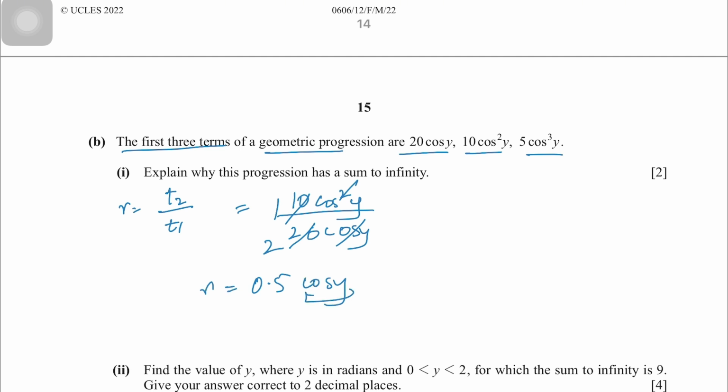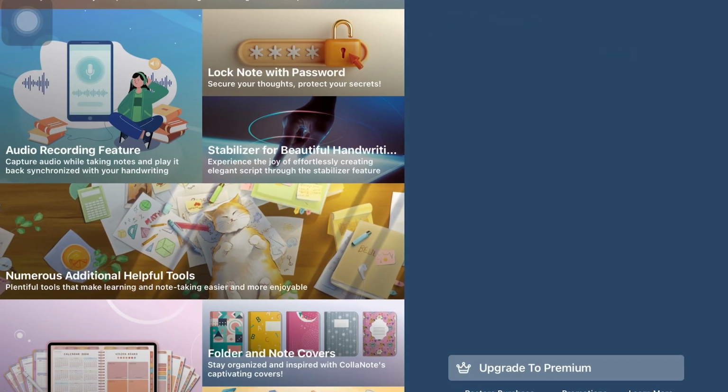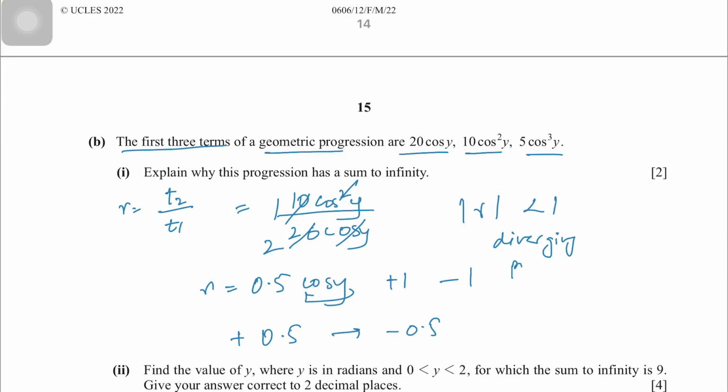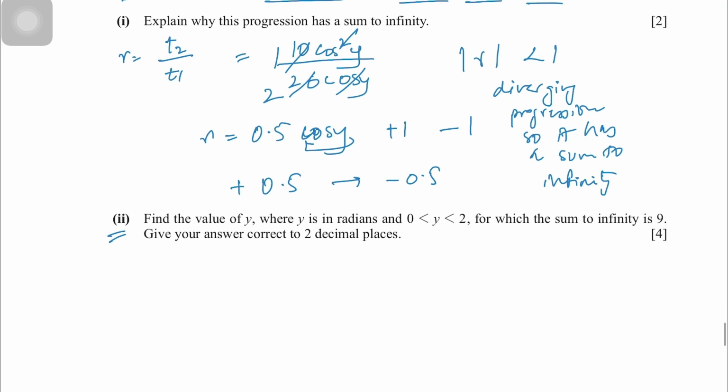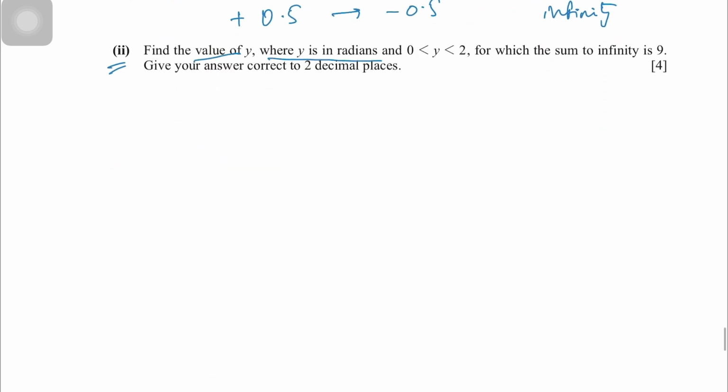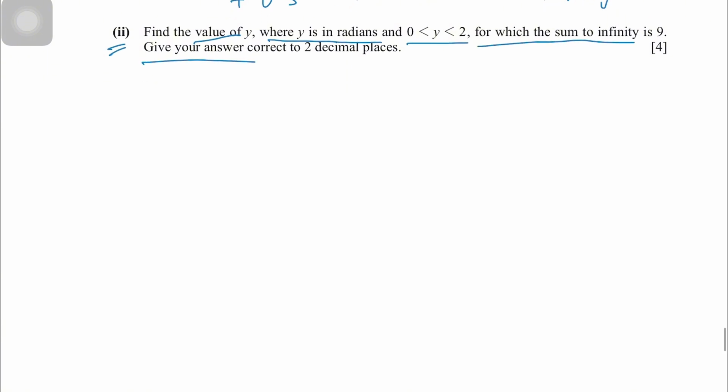Now cos has a maximum value of positive 1 and a minimum value of negative 1. So r would range from positive 0.5 to negative 0.5. Since the magnitude of r is less than 1, it's a converging progression, so it has a sum to infinity. Now moving on to part B, part 2, that is find the value of y, where y is in radians, for y between 0 and 2, for which the sum to infinity is 9, giving your answer correct to 2 decimal places.